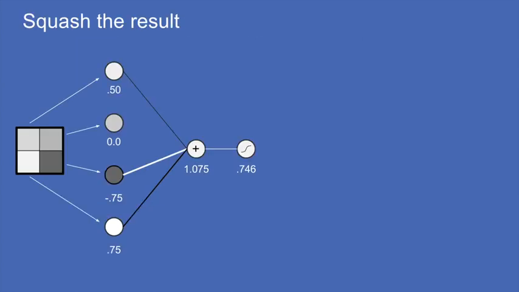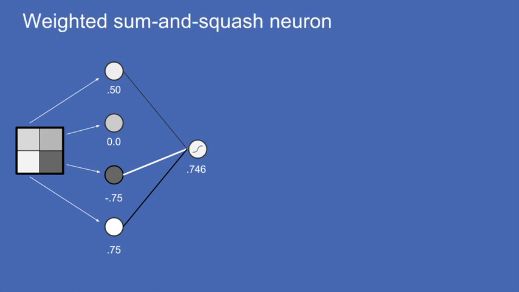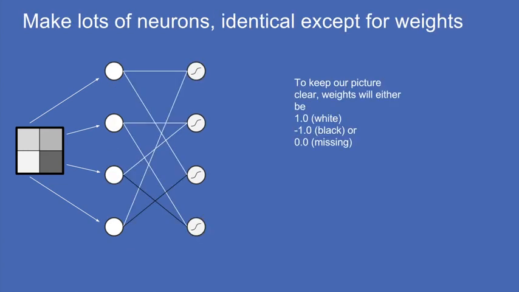So after you sum the weighted values of the neurons and squash the result, you get the output. In this case, 0.746, that is a neuron. So we can collapse all that down, and this is a neuron that does a weighted sum and squash the result. And now instead of just one of those, assume you have a whole bunch. There are 4 shown here, but there could be 400 or 4 million.